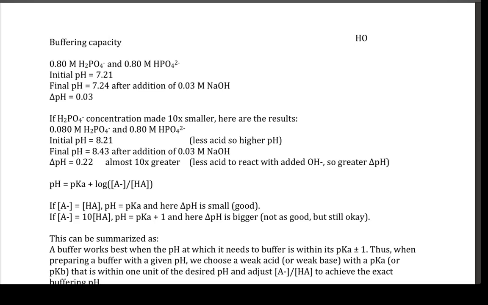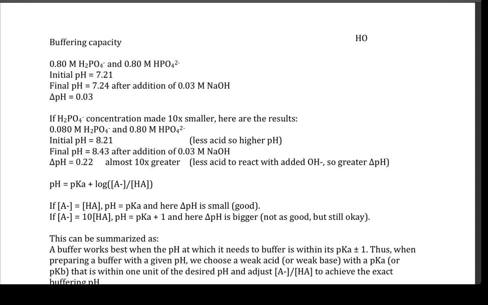So a summary of those results are 0.80 molar H2PO4 minus and 0.80 molar HPO4 2 minus. That's our initial buffer. The initial pH we found to be 7.21. When 0.03 molar NaOH were added to it, the final pH is 7.24. The change in pH only 0.03. So that's a summary of the calculation we did above.